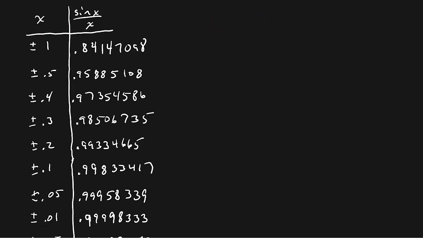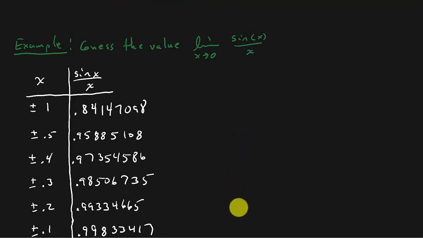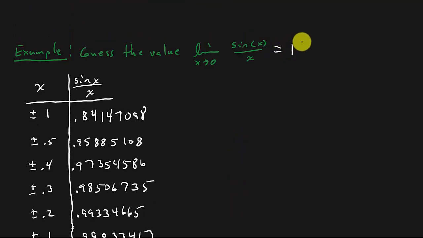All right, so I've finished filling out the table, and you can see what these y values are doing. They are getting closer and closer to what number? What is this number approaching? Well, it's approaching 1, and that would be your answer.